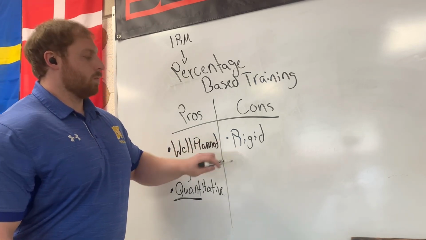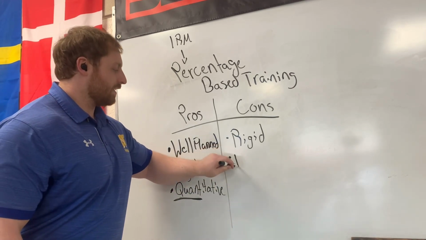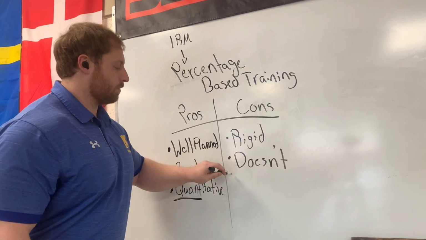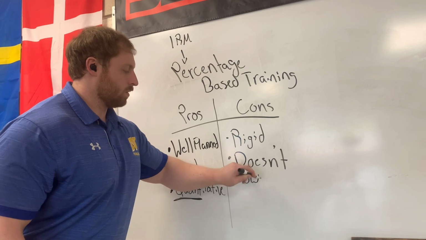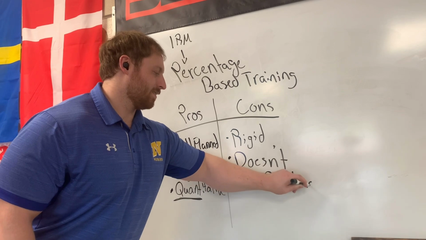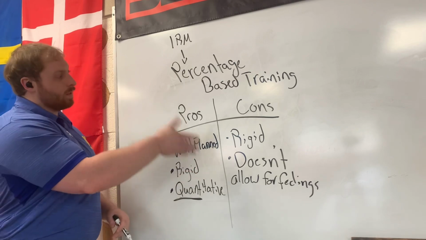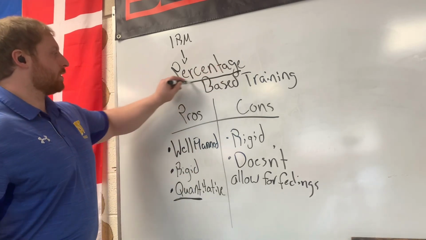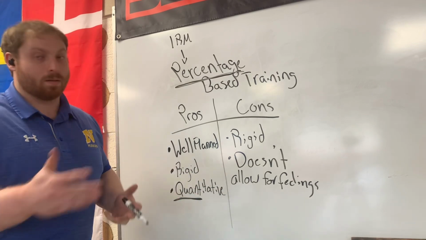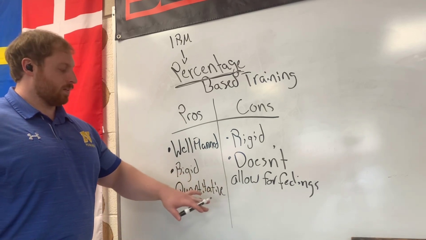Now, as far as the cons go, we already said it was a bit rigid. It doesn't, and this goes under rigidity, but it doesn't allow for feelings. Isn't that a quote somewhere? Like, facts don't care about your feelings. Well, numbers don't either. And whenever you're using percentages, okay, if you wake up not feeling great, you're stuck at a percentage. And that can lead to issues if there's not flexibility.